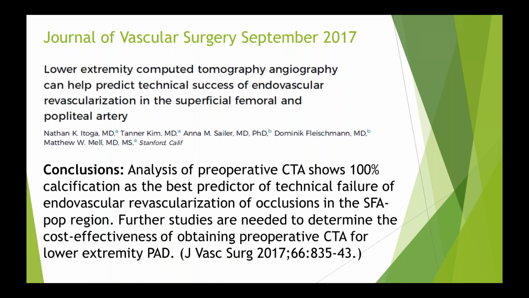In this recent study, the main finding shows that 100% calcified occlusions of the superficial femoral artery and popliteal artery region were approximately 9 times more likely to be associated with technical failure compared with a lesser extent of calcification when the doctor, the surgeon, or the IR doctor, was using basic catheter and wire endovascular technique.